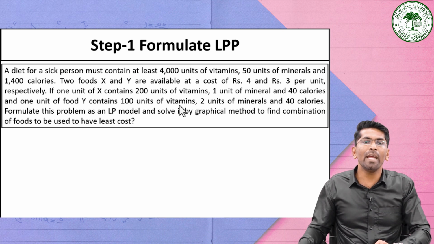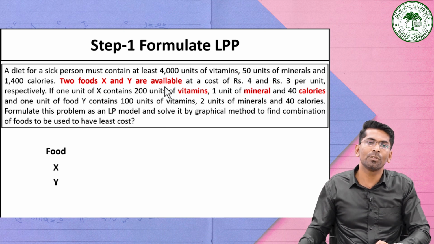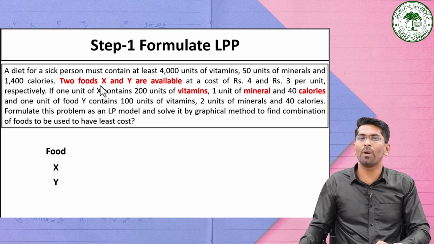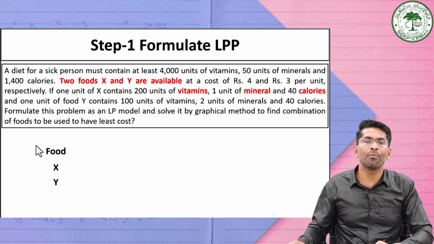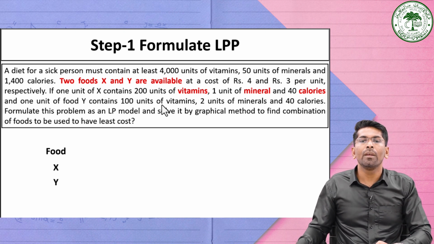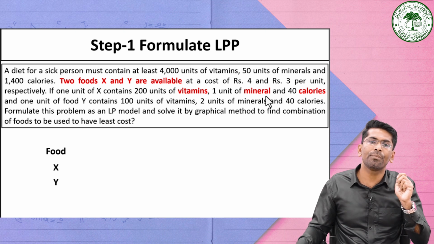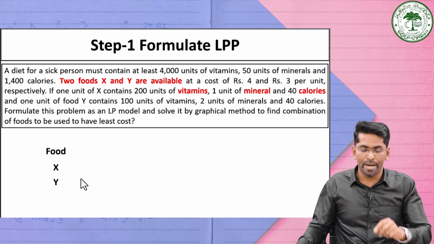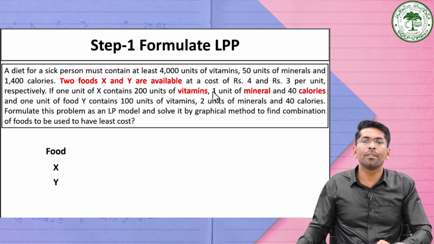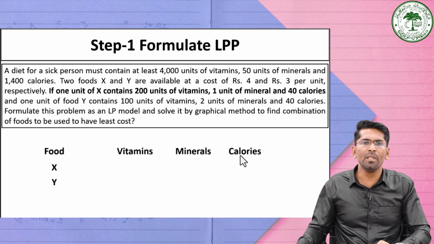So here, first we are converting the various information given in the problem. The food X and Y are available, so two commodities, so two decision variables are here, food X and food Y. Similarly, food X and Y contain vitamin, minerals and calories. So these three things are contained in food X and Y. So I am going to write the vitamin, mineral and calories, and how many units of each are contained in food X and Y, which is already given here.